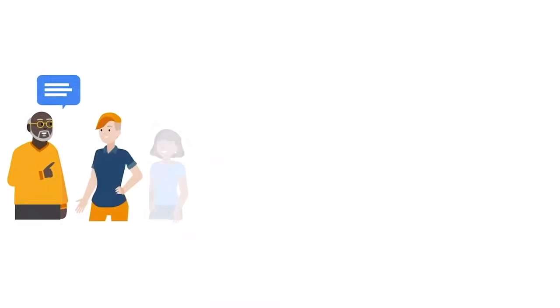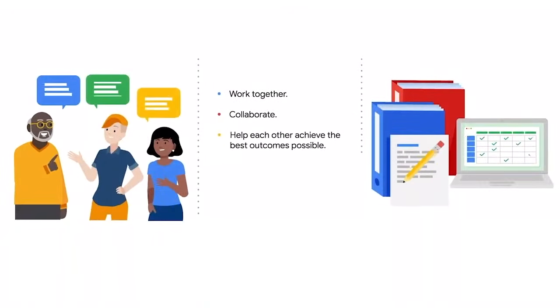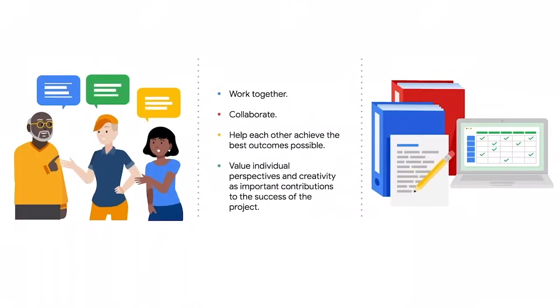Agile wants to ensure that teams work together, collaborate, and help each other achieve the best outcomes they can. Agile also values individual perspectives and creativity. This does not mean that every team is chaotic. The value just means that processes and tools should be used to facilitate and drive good project management and improved collaboration within the team, and should never be used as a barrier to teams working well with each other.